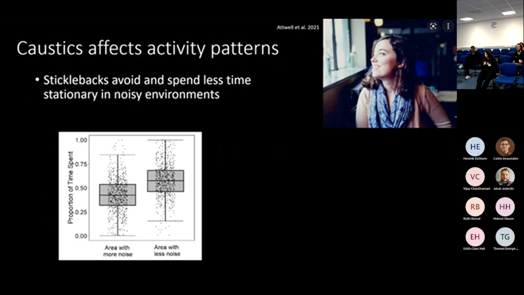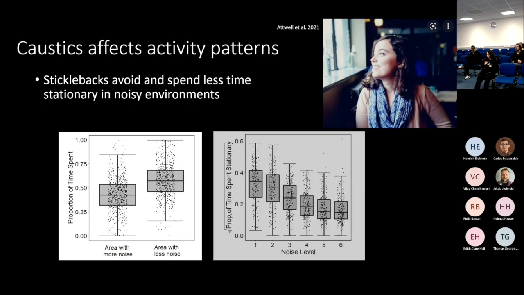But first, there's data to show that a lot of marine animals and freshwater animals are negatively impacted by this dynamic noise. So here, these are sticklebacks, and they tend to avoid areas that have this dynamic illumination. And they tend to swim at different speeds. They spend less time stationary when there's lots of this dynamic illumination.